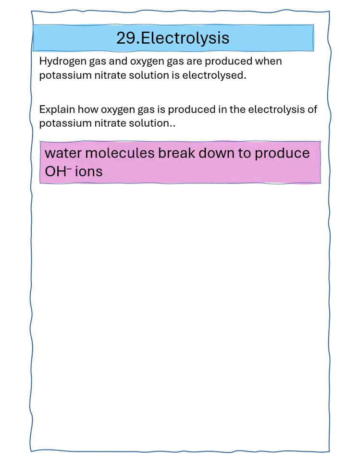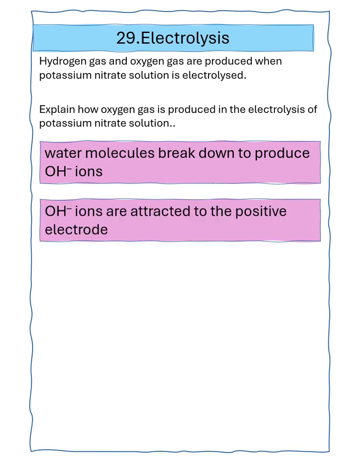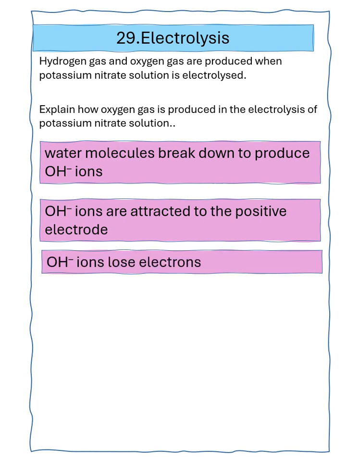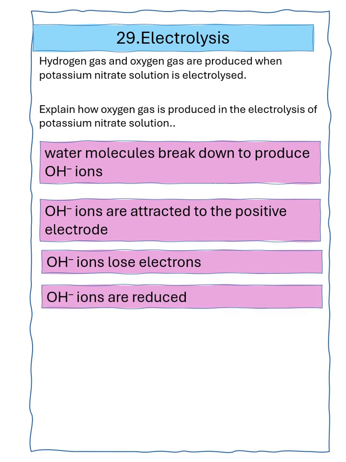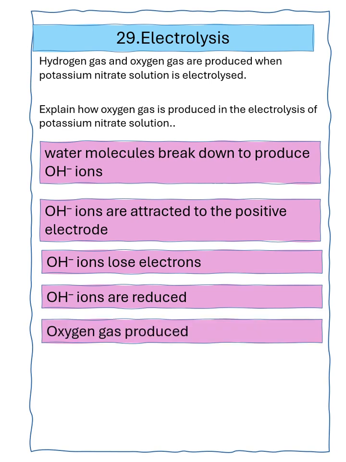So we can start off by saying that water breaks down to produce OH minus ions, that those OH minus ions are attracted to the positive electrode because the opposite charges attract, that the OH minus ions will lose electrons at the positive electrode. We can say that OH minus ions are reduced, and therefore oxygen gas is therefore produced.